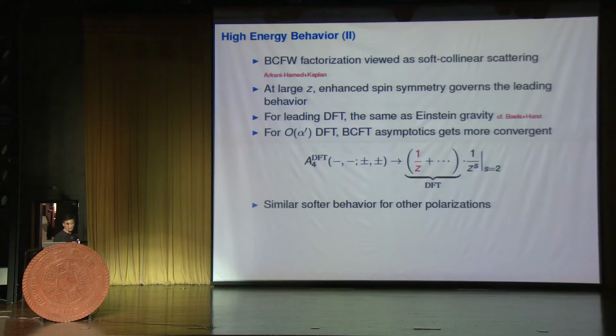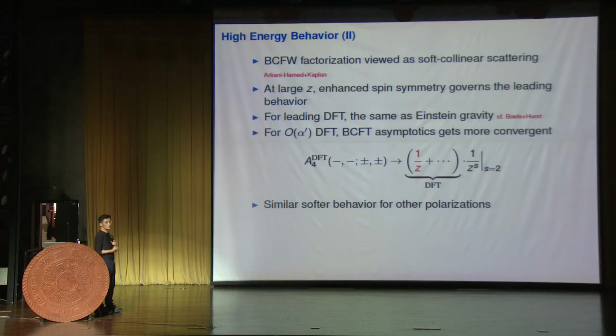Second, we also looked at the BCFW factorization, and there's a nice, intuitive way of understanding it in terms of soft collinear scattering amplitudes, and this symmetry, the Lorentz symmetry enhancement in that asymptotic kinematic regime, is what governs the large Z behavior.